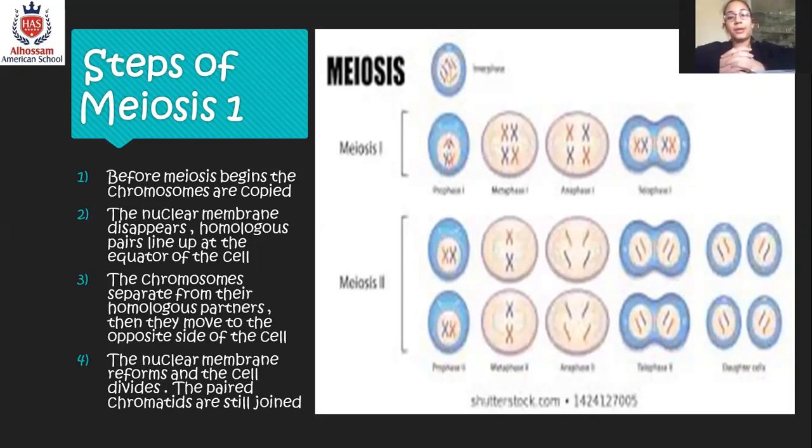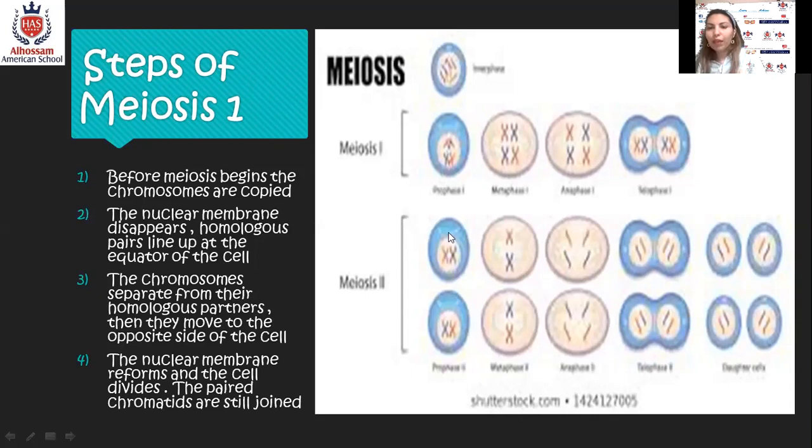The nuclear membrane reforms. Now we have two cells that are almost divided, but they haven't divided yet in cytokinesis. And on the end of each cell, there are the chromosomes. Then the nuclear membrane reappears, and the cell divides via cleavage furrow, and the paired chromatids are still joined. Now we have two haploid cells, and the chromatids are inside now.